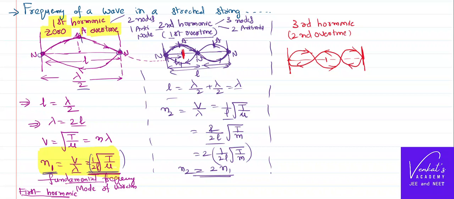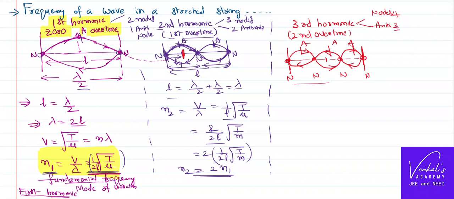So there are 3 segments formed. This is called a segment. How many nodes? This is a node, node, node, and node. Nodes are 4 then. How many antinodes? 1, 2, 3. Antinodes are 3. So in a stationary wave, antinodes are always one less than the nodes.